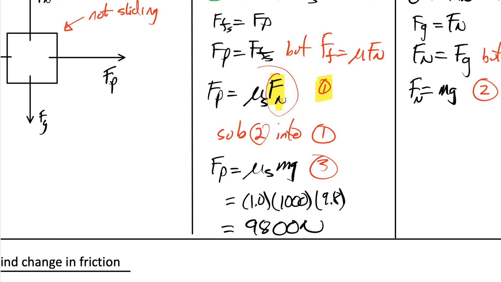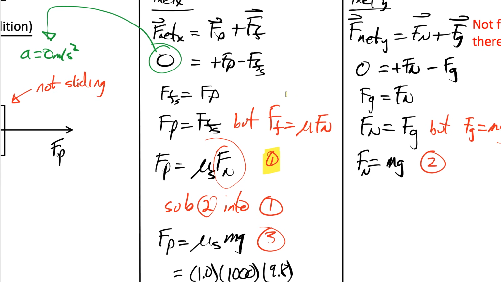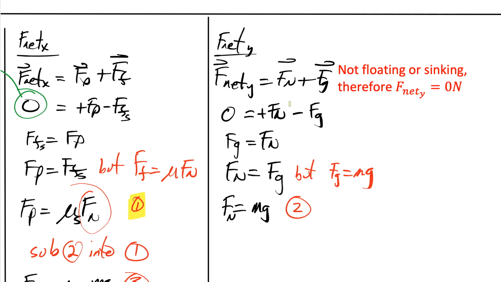Now you have a pretty good idea that Fn equals Fg, but you can never assume that because there are cases where that is not necessarily true. But we're going to do a little aside here and find the normal force. Now we know that the normal force is in the y-axis, so we're going to look at F net y. F net y is equal to our Fn plus our Fg. But since it's not floating or sinking, the net force in the y has to equal 0 newtons. No acceleration in the y component, therefore F net y equals 0.